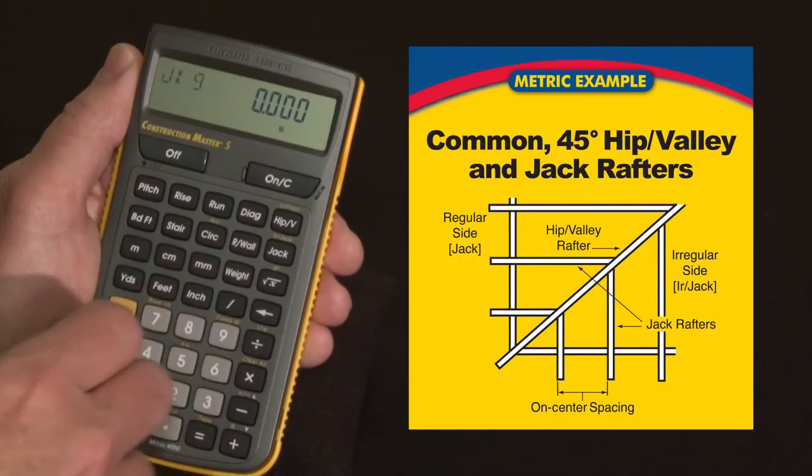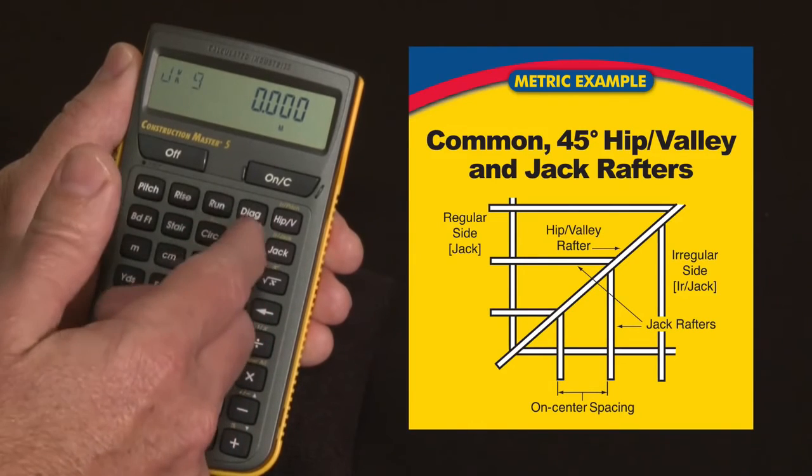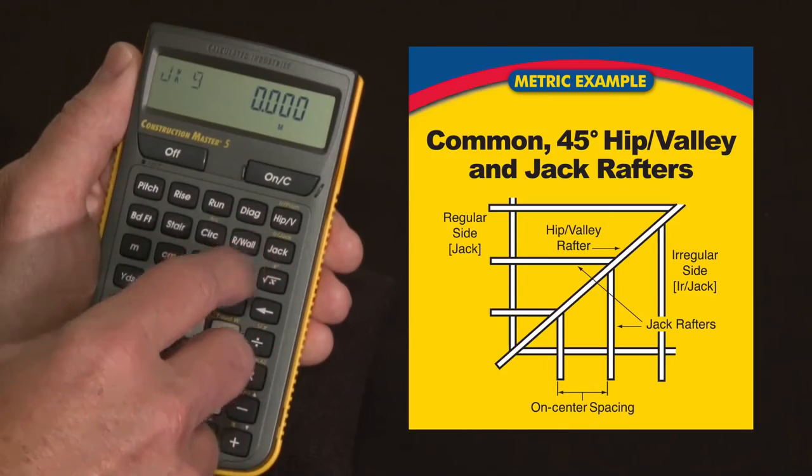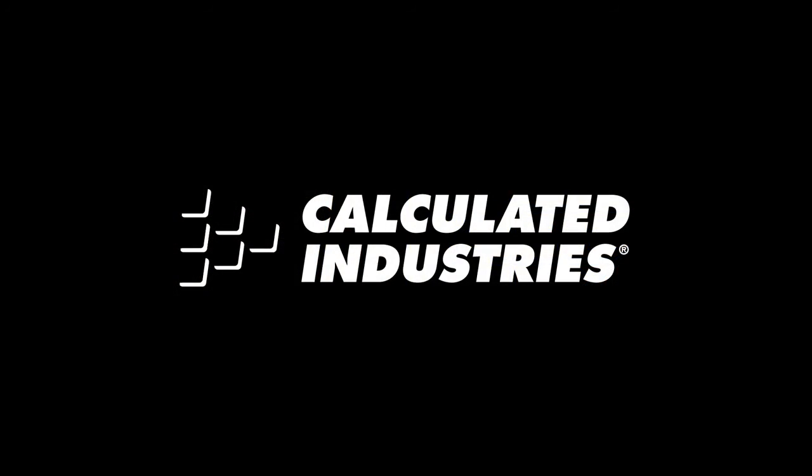There we are. The Construction Master 5 can also handle dual pitch roofs and figure for irregular pitches. You get the hip and valley and the jack rafters for a roof like that as well. So that's a quick overview on the rafter function.